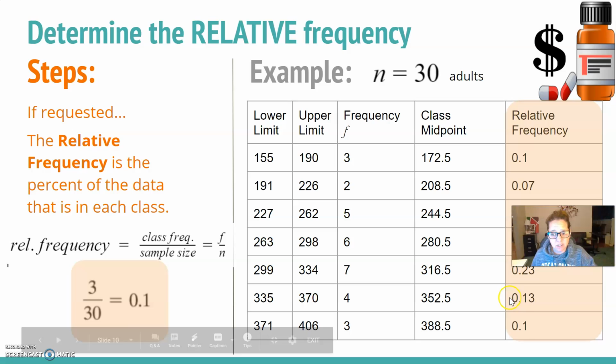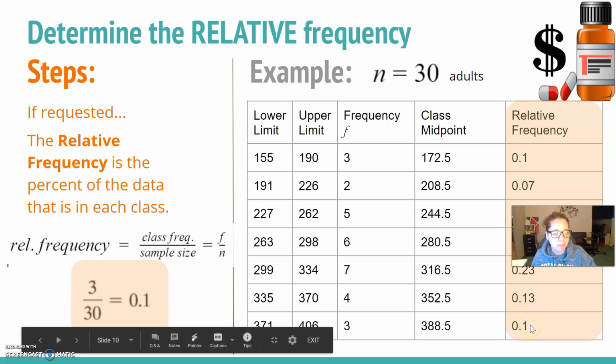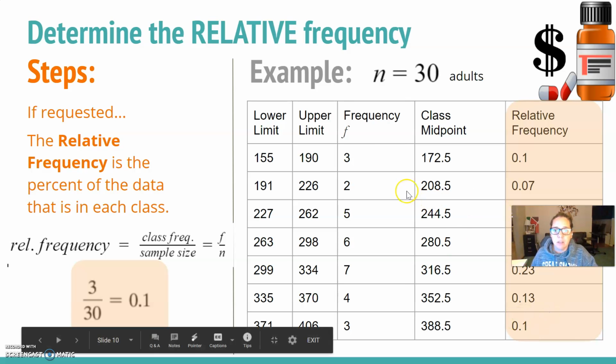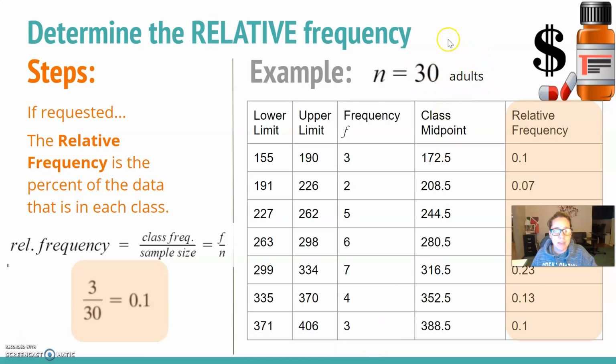Now these, if we're talking percents of the whole thing, if we were to add those relative frequencies up, they should add to 100%, or the decimal would be 1. The frequency, when you add those up, they should add up to the total number of answers, otherwise known as your sample size. Okay.